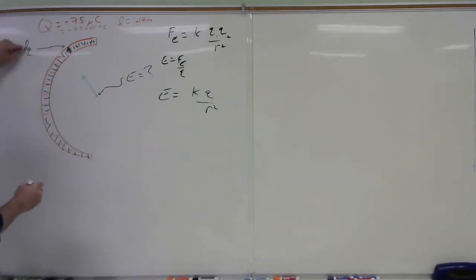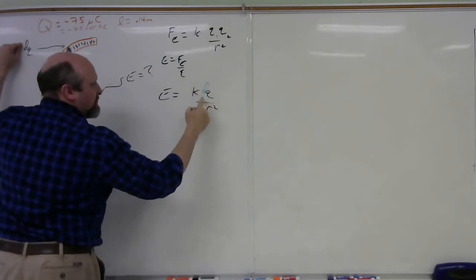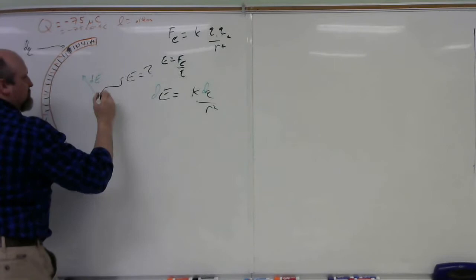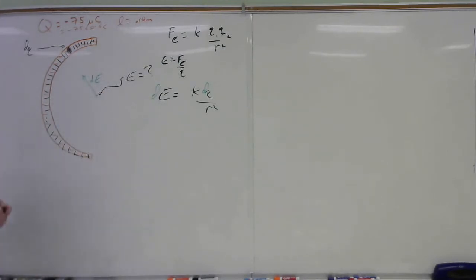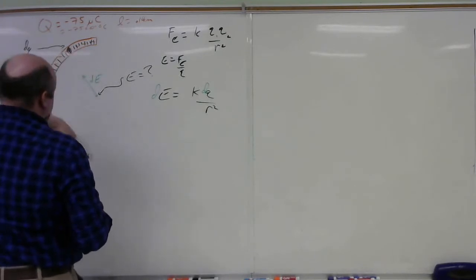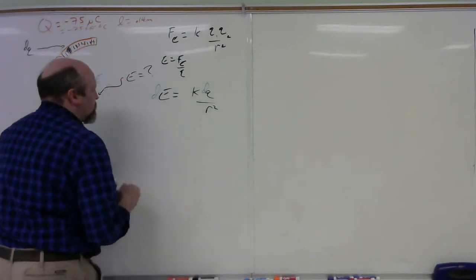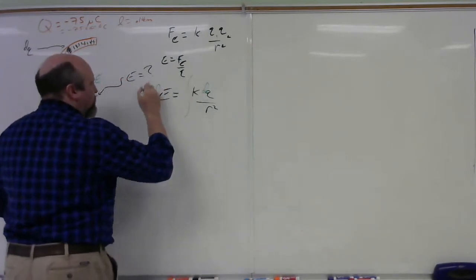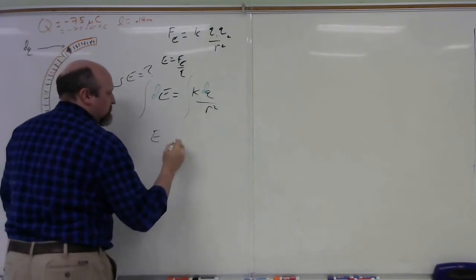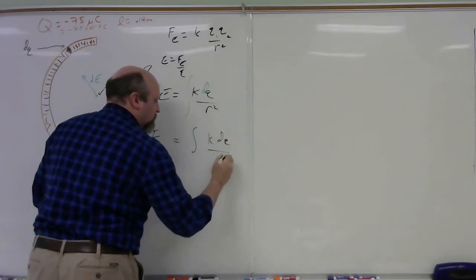Now this is an infinitesimally small little bit of Q, so it's going to make an infinitesimally small little bit of E, a little dE there. I'm trying to find the total field. I want to add up dEs from all the little dQs going around. So to get the total E, I would just integrate. So E is the sum of the K dQ over R squareds.